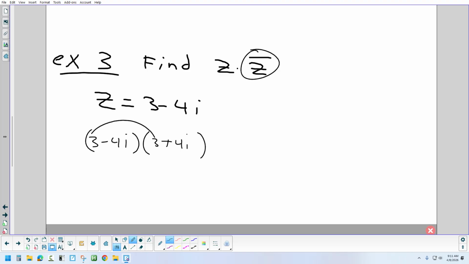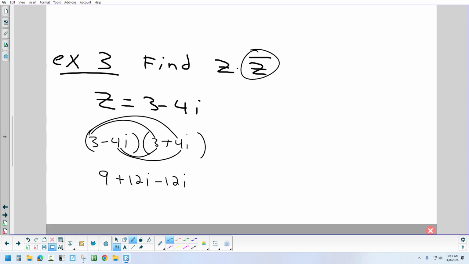3 times 3 gives me how much? 9. That gives me 9. What's 3 times 4i? 12i. What's 3 times negative 4i? Minus 12i. So that's going to cancel out. And that's why I made this pretty easy to do in my head, because I knew half of the steps were going to disappear. 12i minus 12i. Right, and now the last part.